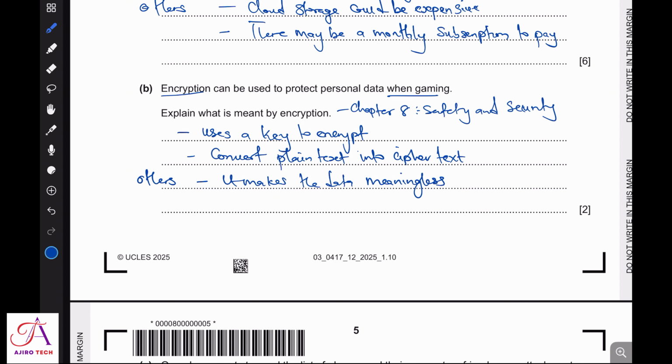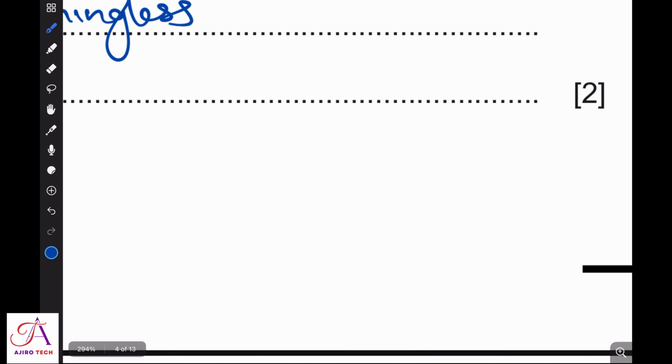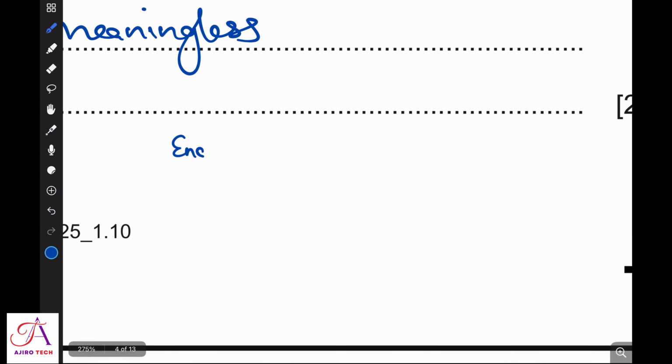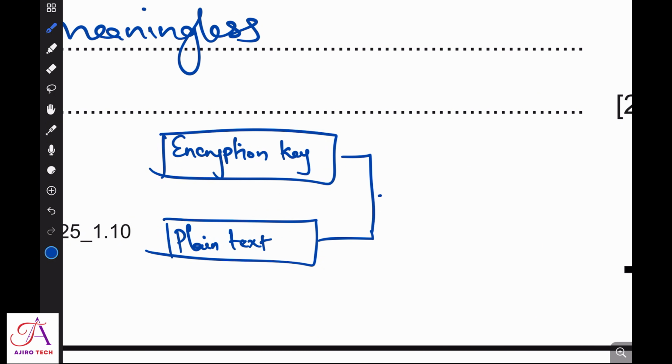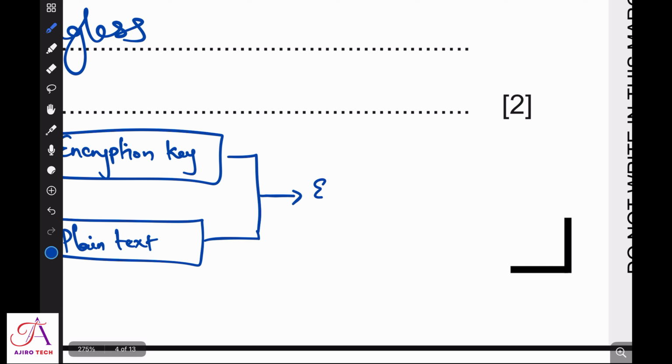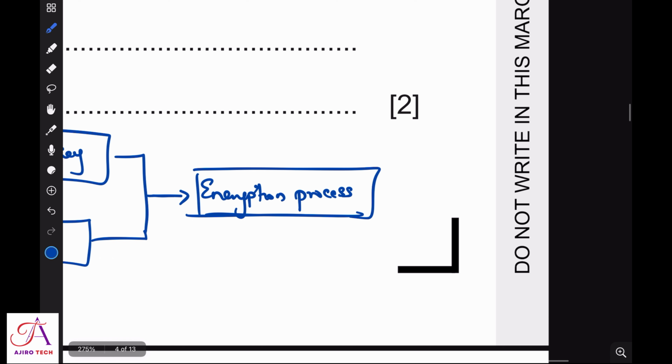Let me show you how I got my point. This will probably help you. We have the encryption key right here, we have the plain text right here, we have the encryption process, and we have the cipher text.